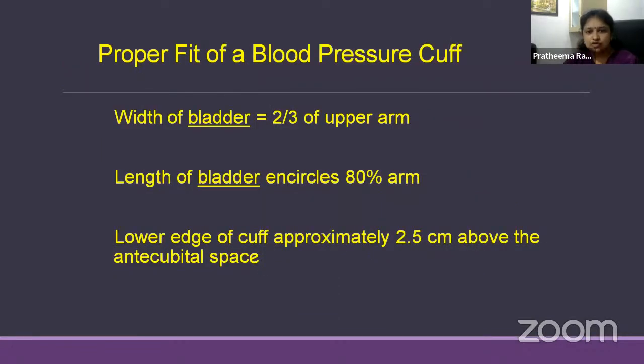So the width of the bladder should be 2/3 of the upper arm and the length should be at least encircling 80% of the arm. So we must make sure it is not crossing the antecubital space and it should be at least 2.5 centimeter above the antecubital space. This is a proper fit of a blood pressure cuff.